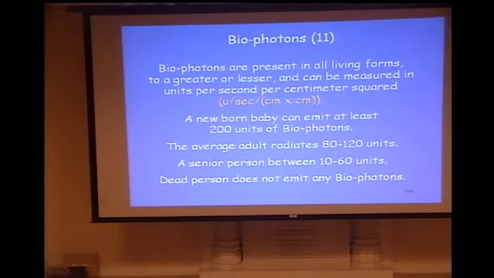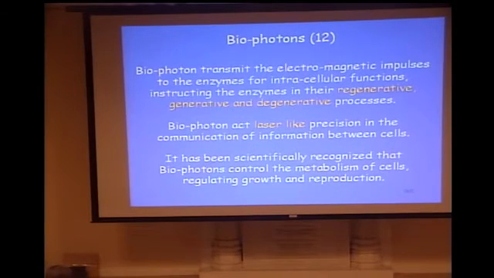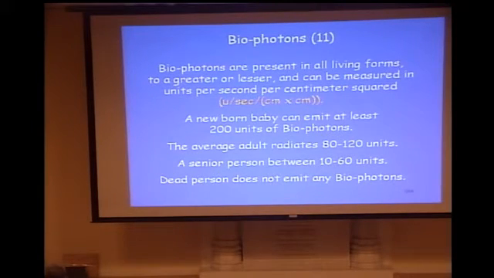Biophotons are present in all living forms, and they can be measured in units per second per centimeter squared. A newborn baby can emit as much as 200 units of biophoton, the average adult radiates 20 to 120, and seniors 10 to 60 units. So as your Ayushya karma goes down, your biophoton goes down. A dead person doesn't have any biophoton.